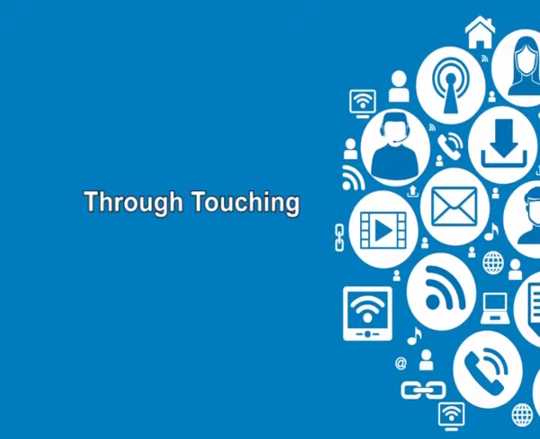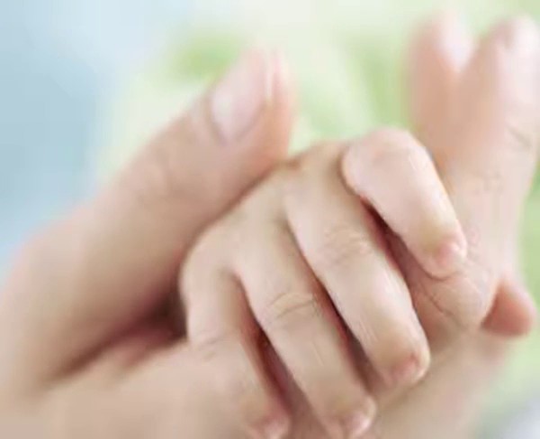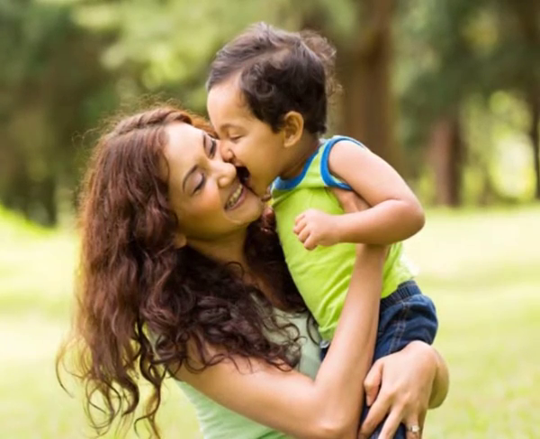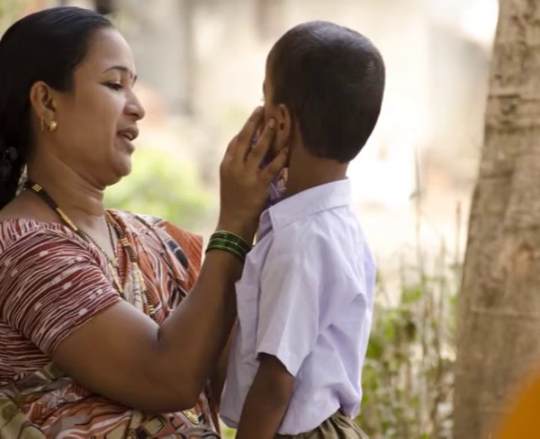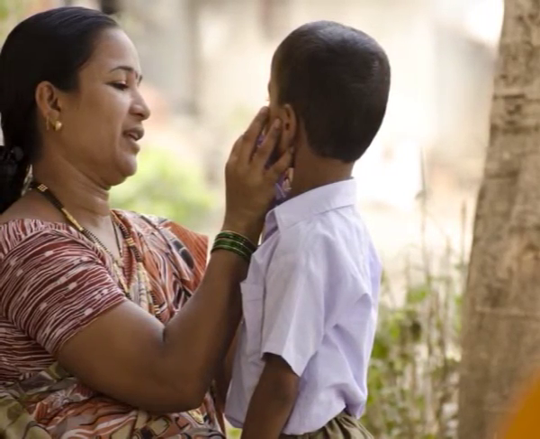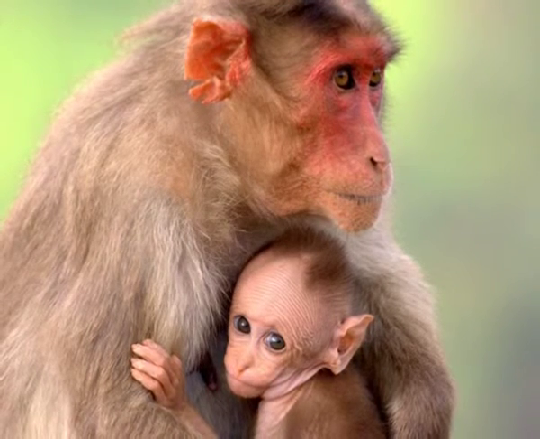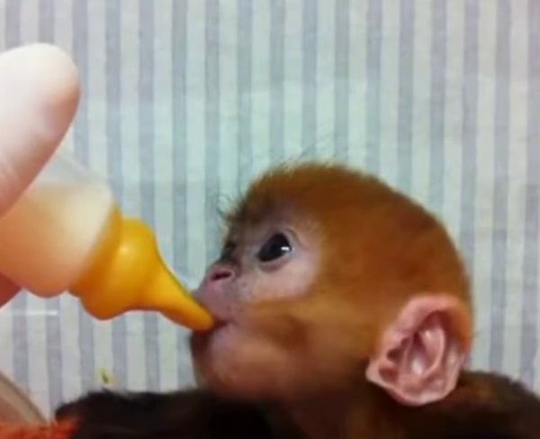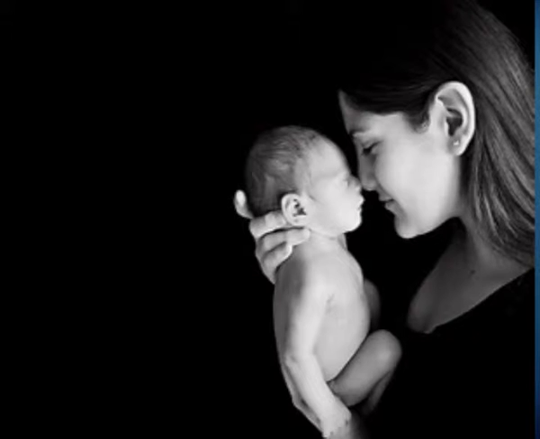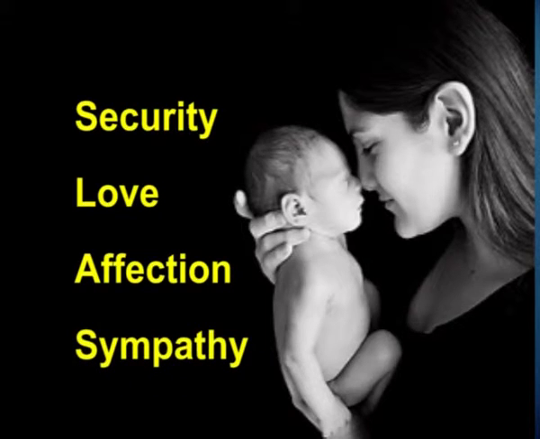The other important type of non-verbal communication is through touching. The mother's touch for an infant provides security and love to the child. Also, many studies prove that lack of parental touch hampers child development. In an experiment, baby monkeys reared by duplicate mothers were found to have disturbed behavior and lesser social interactions. Touch can signify various emotions such as security, love, affection and sympathy.